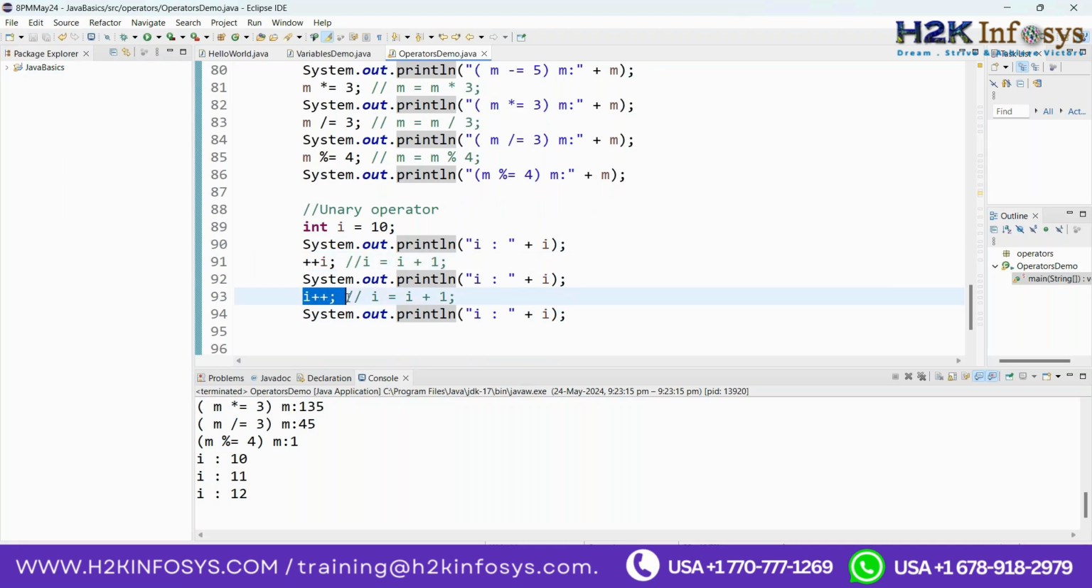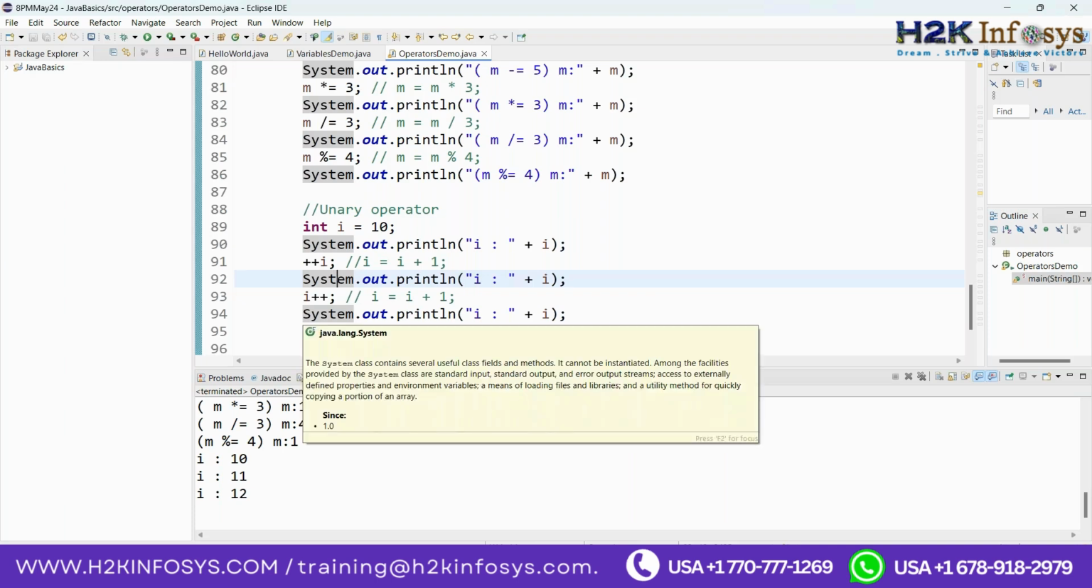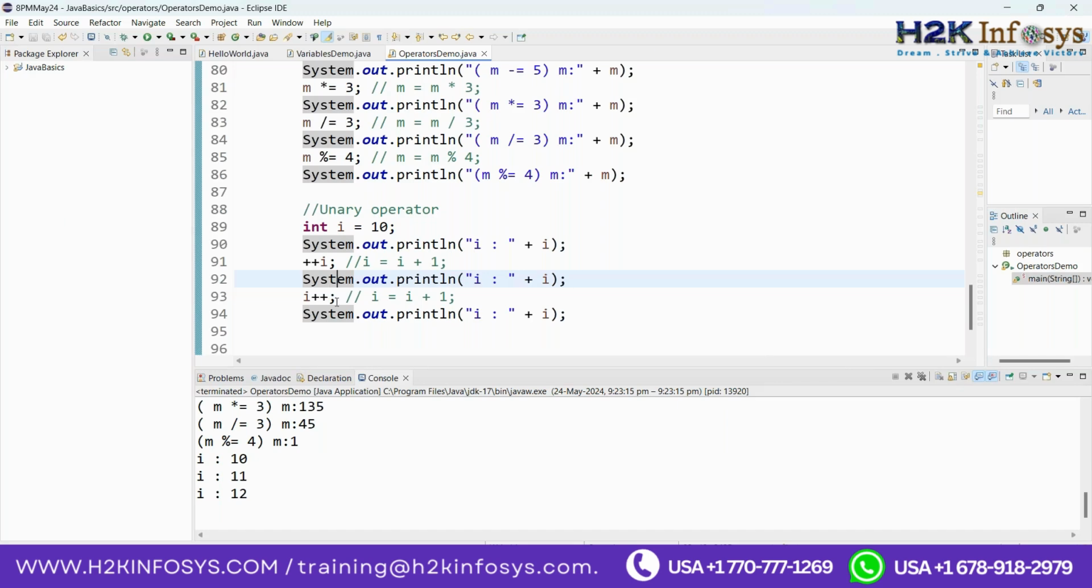This is called postfix because the increment operator is after your operand. Here the operator is before your operand. So whether it comes before or after is the difference between prefix and postfix. What is the difference then, if both do the same? If you use them individually, they don't have any difference, but they have a meaning when used within an expression. I will explain that. Before that, let me complete the others.